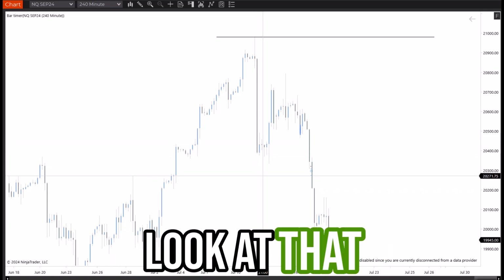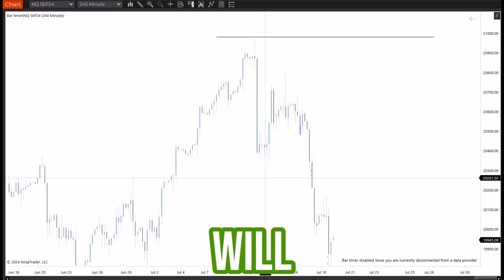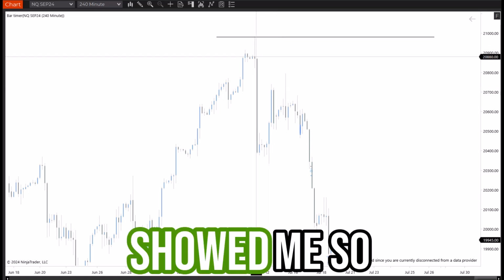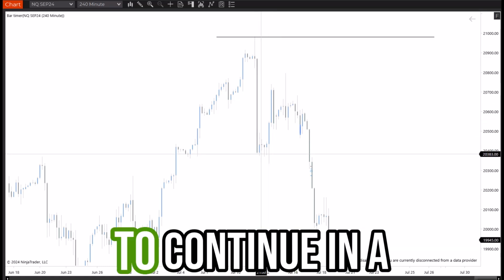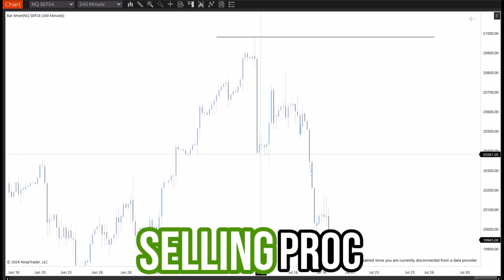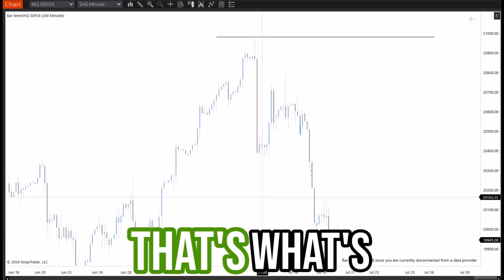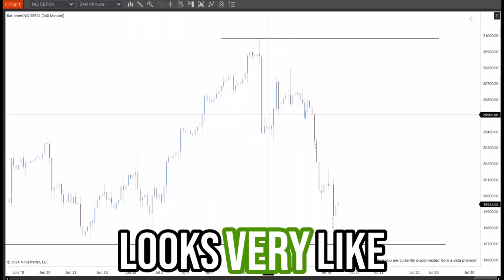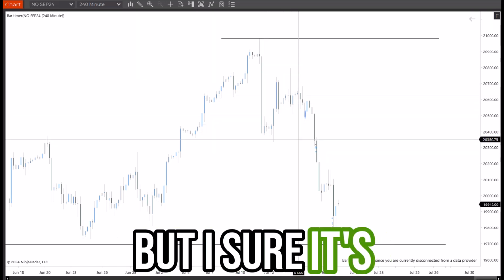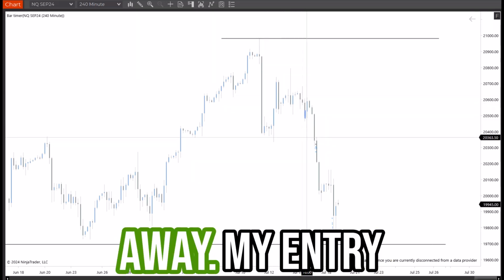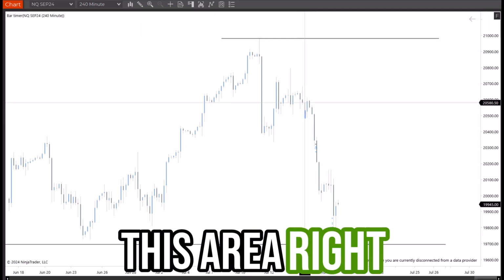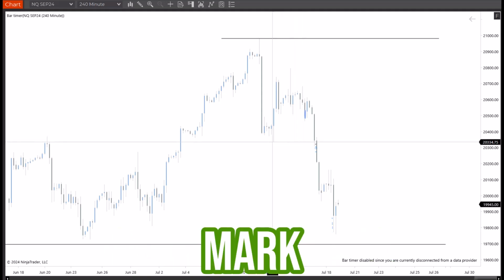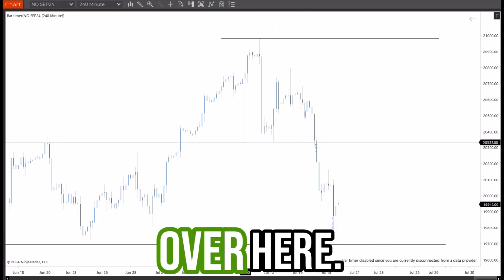So we have to look at that and think to ourselves, why will I now start taking longs after the market just showed me so much of a sign that it wants to continue in a selling program? So that's what's happening right here. Again, this is the 4 hours, so this all looks very close together, but I assure you it's not. These are several hundred points away. My entry was around this area right here. And the lows, the most recent low, we'll mark it off, is right over here.